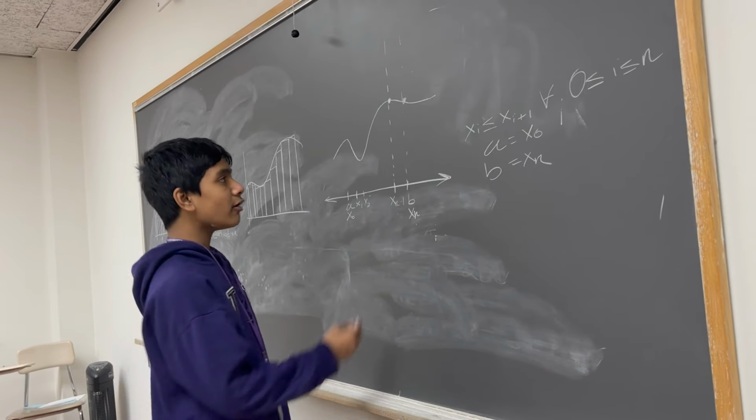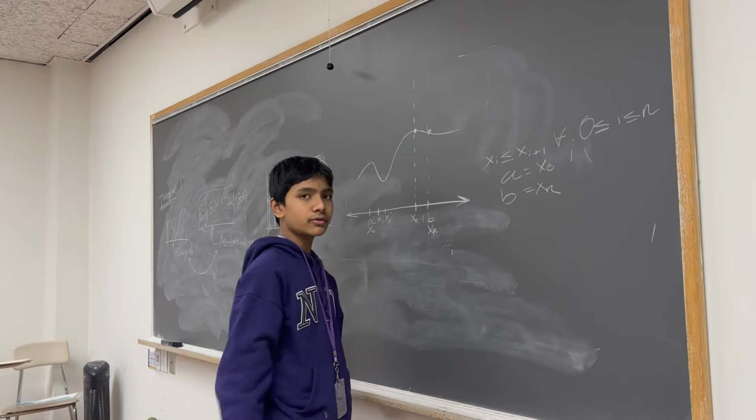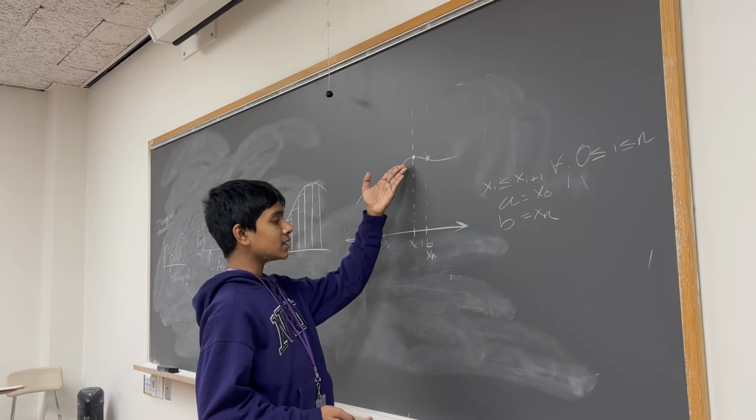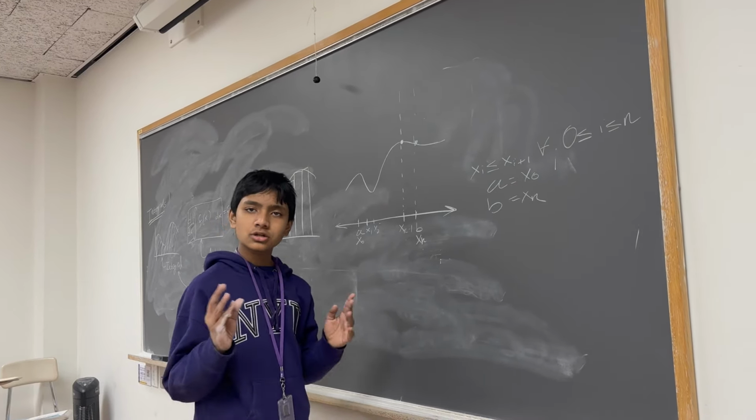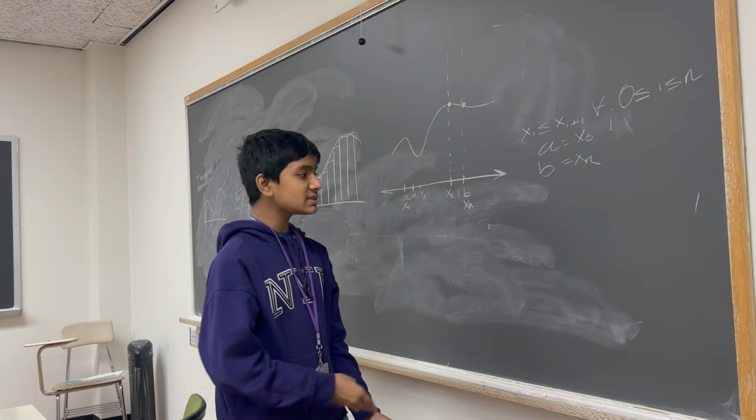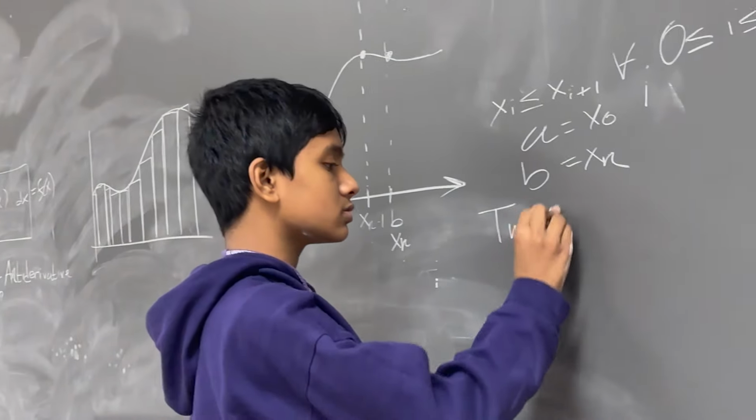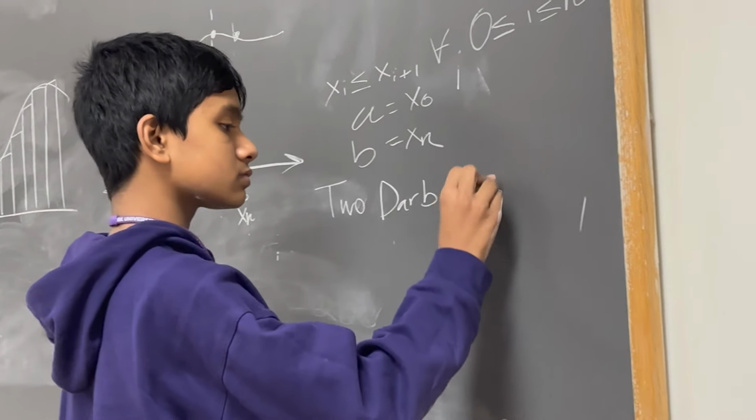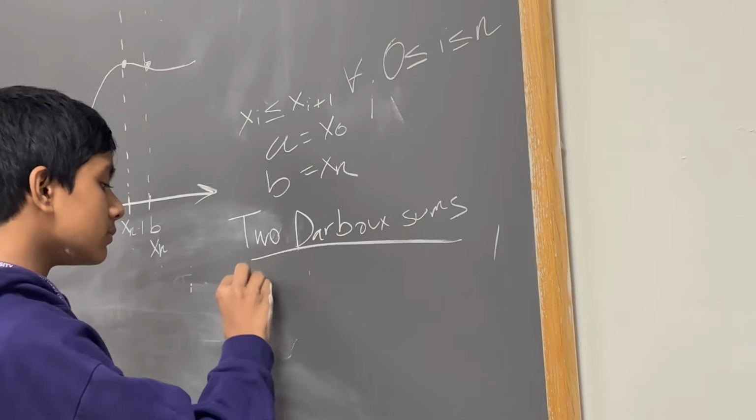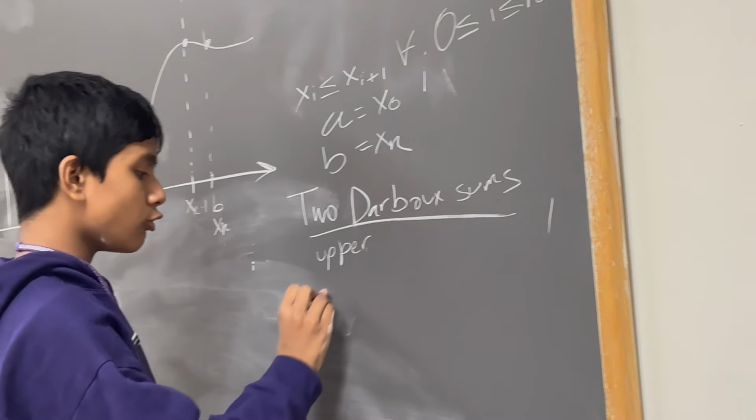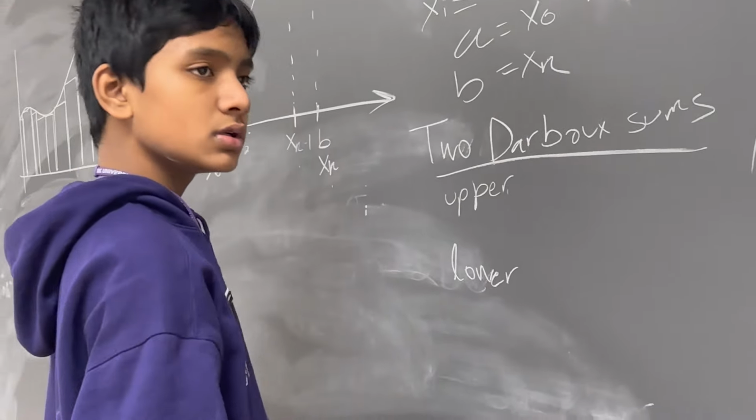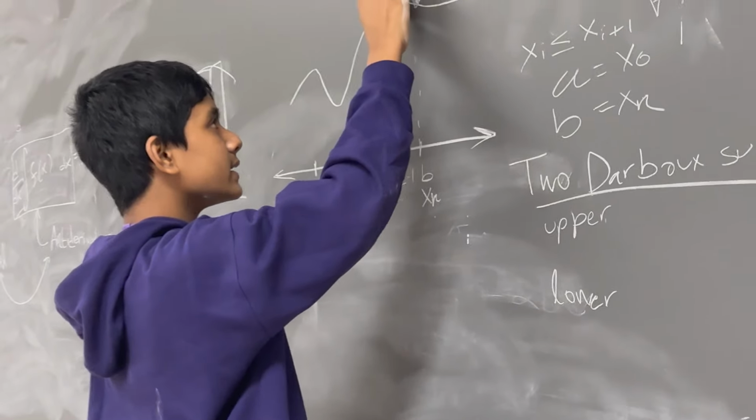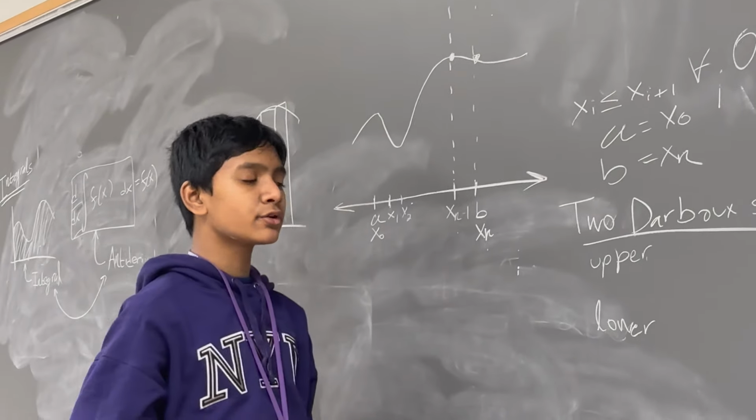So, anyway, how do we figure out what the rectangle is going to look like over here? Well, here's the problem. Right here, you can see clearly f of xn minus 1 is bigger than f of xn. So, how do we resolve this? Well, there are actually two Darboux sums. The upper sum and the lower sum. So, what's the upper sum? Well, that's just taking the supremum of the function in this interval.